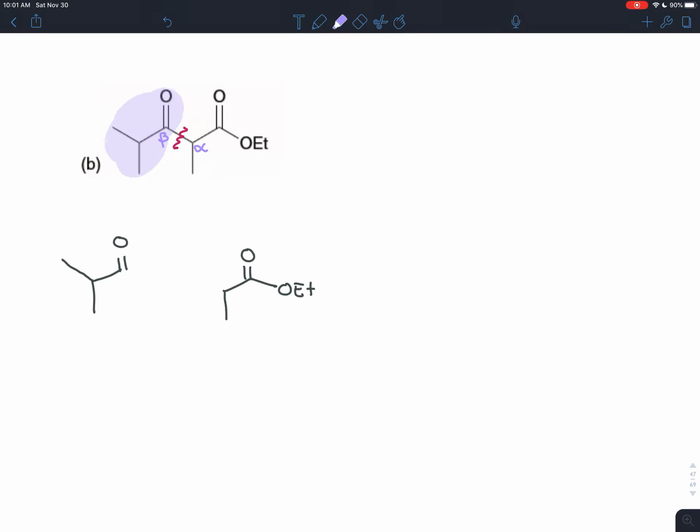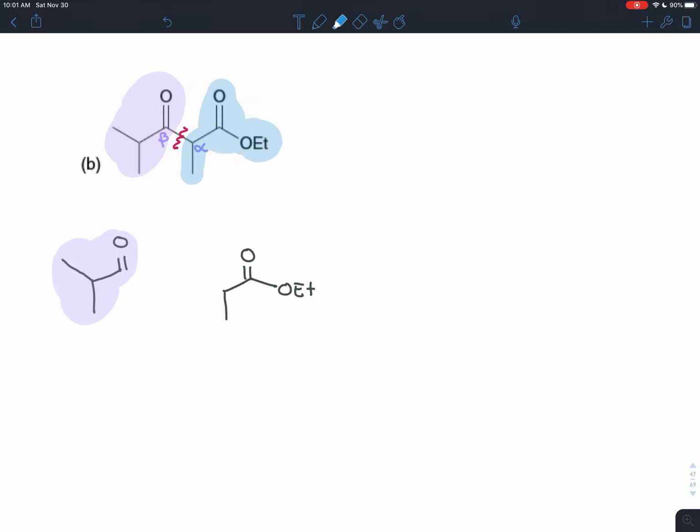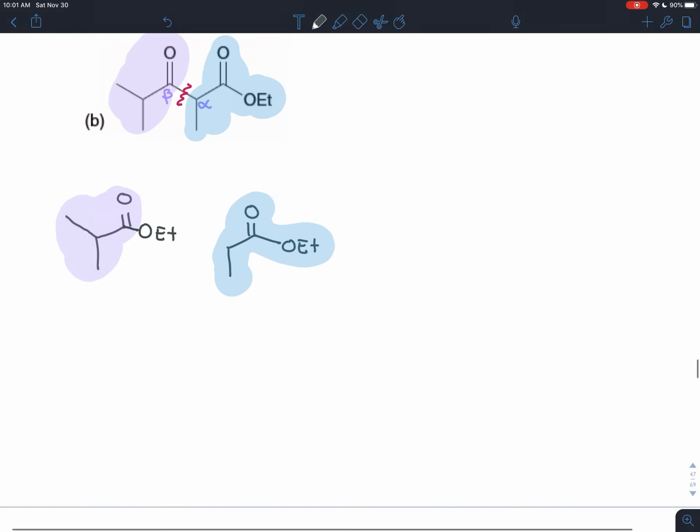So this molecule on the left is like this here, and then the molecule on the other side is like that there. Now these, with the Claisen condensation, these both start as esters. So take the molecule that has just the carbonyl and turn that into an ester. Add the same leaving group that the other molecule has. So here, an ethoxy group. Okay, so those are your two esters.